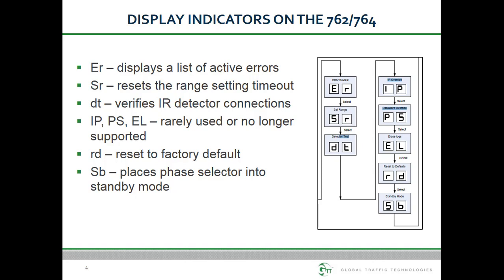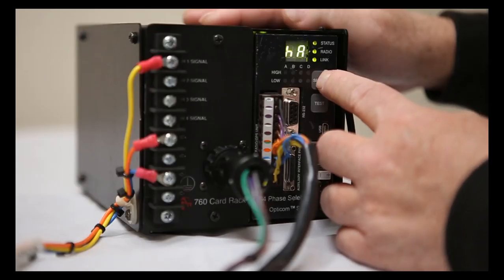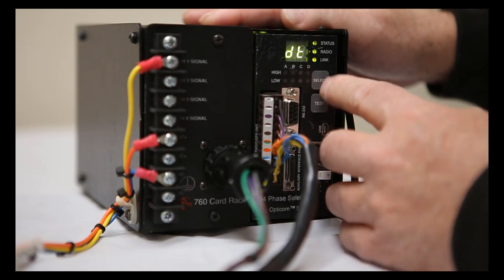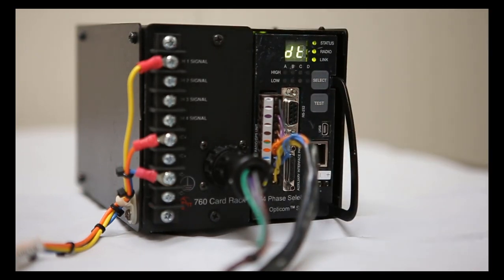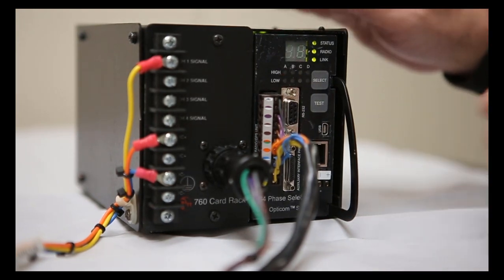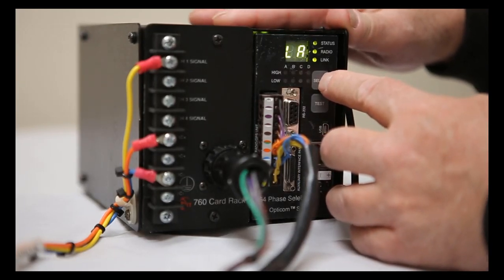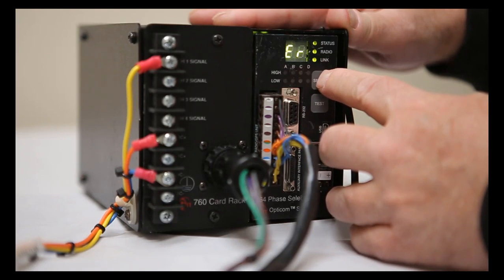The next function that will be displayed is ER, which will display any errors present on the phase selector. SR is used to set the range in IR operation. DT is the detector function test. It is used to detect if IR detectors are connected to the phase selector. The next three, IP, PS, and EL, are rarely used or not currently supported.